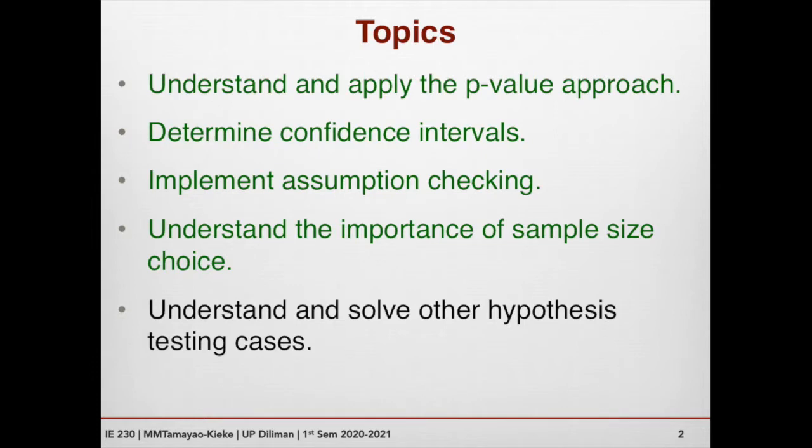In the previous lecture, we discussed the topics that are shown here in green. First, we talked about what the p-value is, and we tried to understand better how to apply the p-value approach. And then we talked about confidence intervals, what they mean, how they are obtained. And then we talked about how to check assumptions that we make for the statistical analysis. And then we also talked about the importance of sample size choice. Okay, so for this lecture, we're going to focus on understanding and solving other hypothesis testing cases.